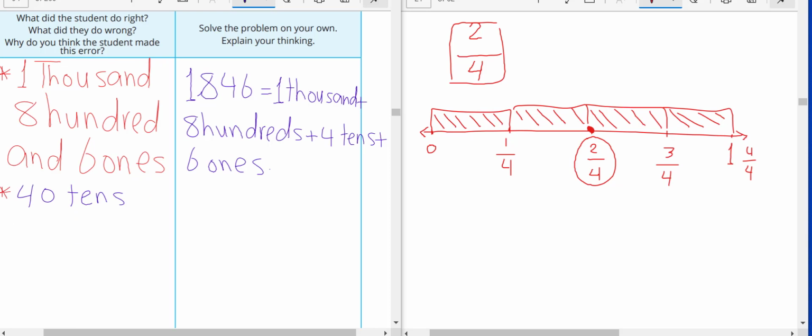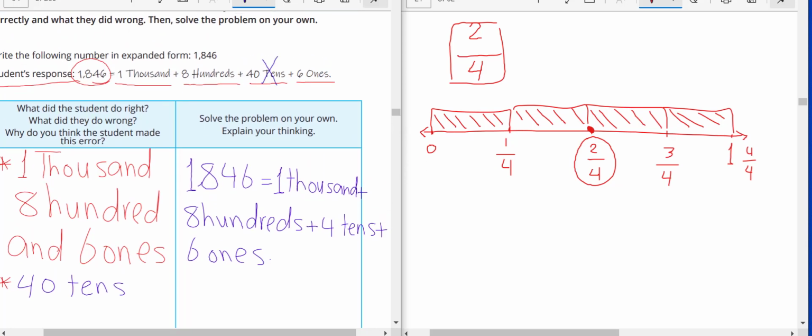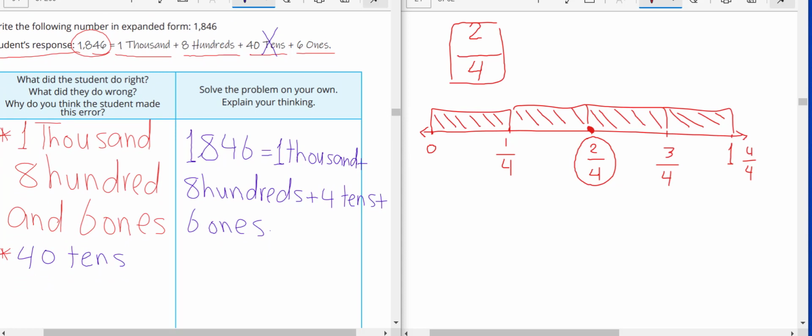What did they do wrong? He wrote 40 tens. It's wrong. Why do you think the student made this error? Then solve the problem on your own. Explain your thinking. Write this number: 1846 equals 1000 plus 800 plus 4 tens, not 40 tens, plus 6 ones.